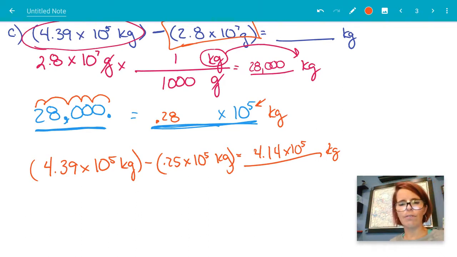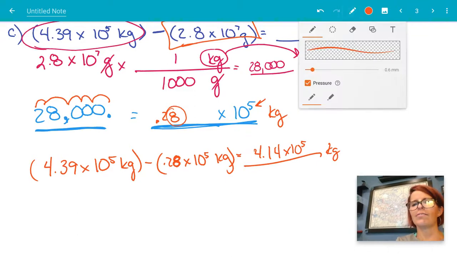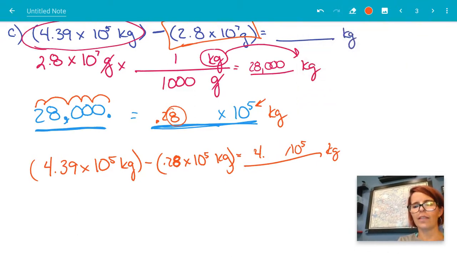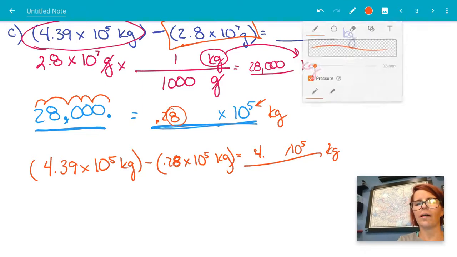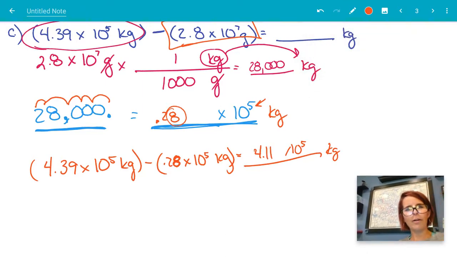4.11 times 10 to the 5th. What did I do wrong? Oh, this is an 8. Why did I write 5 there? I'm really sorry if that's screwing everybody up. So this number is supposed to be an 8. That's why I got it wrong. Let's just quickly erase that and make that now 0.11. There, 4.11 times 10 to the 5th, and we are done with 14C.